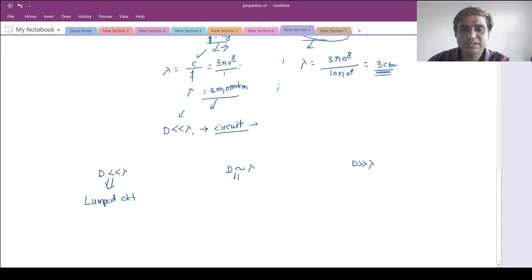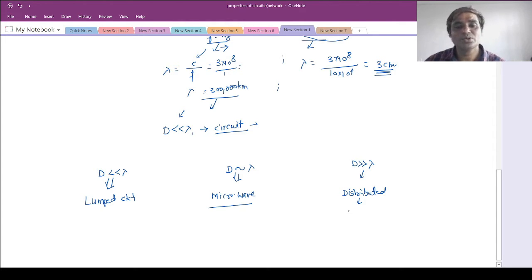If the dimension is approximately the same as the wavelength, then that kind of system or network is used in microwave, and the behavior is microwave behavior. And if the dimension is much greater than lambda, then the behavior is distributed behavior, a distributed network or distributed system. Examples are the power system, and optics also.